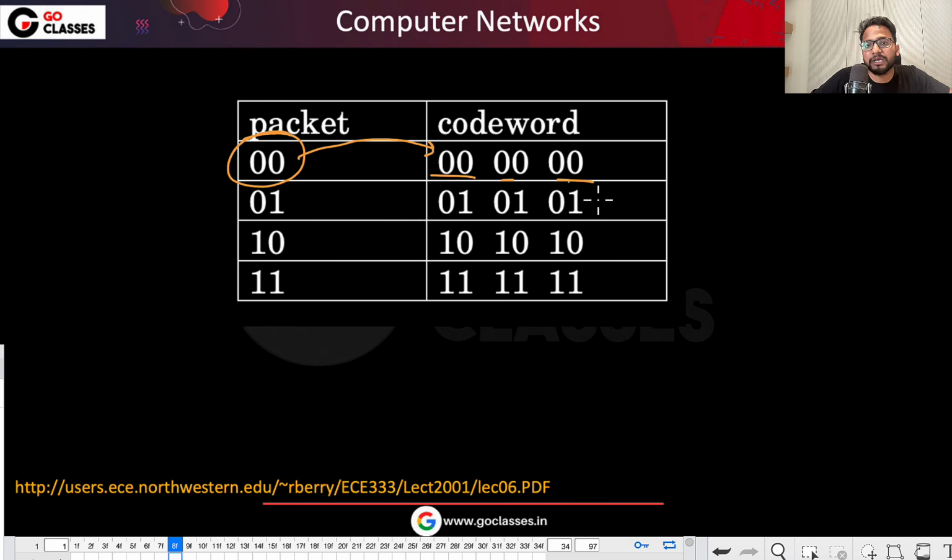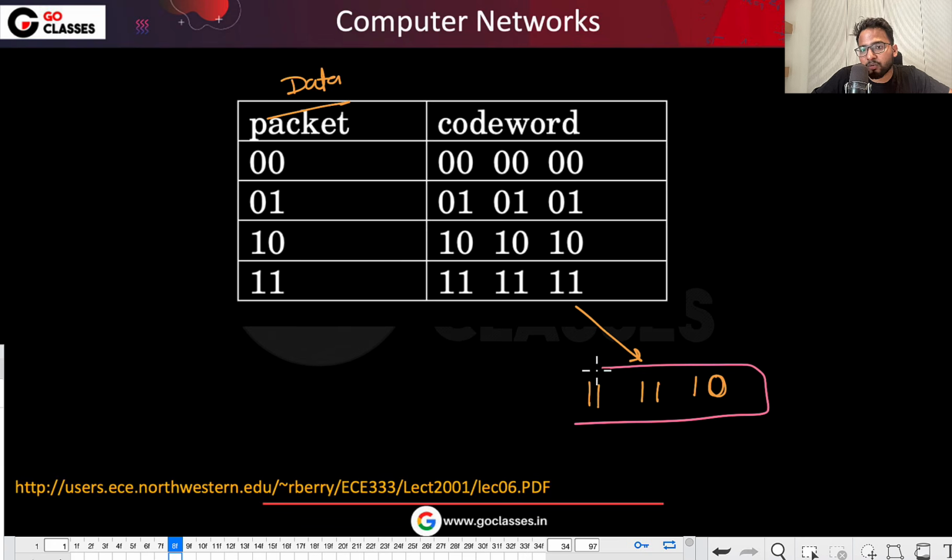Whatever we send is called a code word. You can call the original thing data, or packet, or whatever, and then you call this thing the code word. So whatever I'm sending, I'm repeating it. Now suppose some bit gets flipped. For example, instead of 3 times 1, it comes as 1 1 0. Then we get to know that since these three are not equal, there must have been an error.